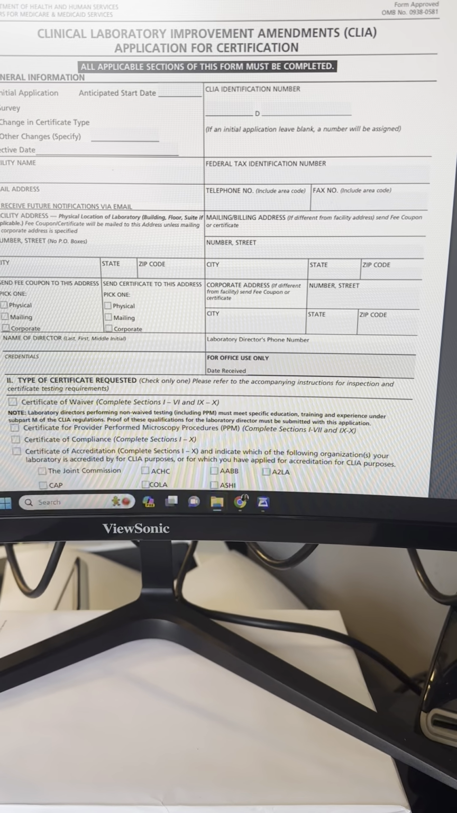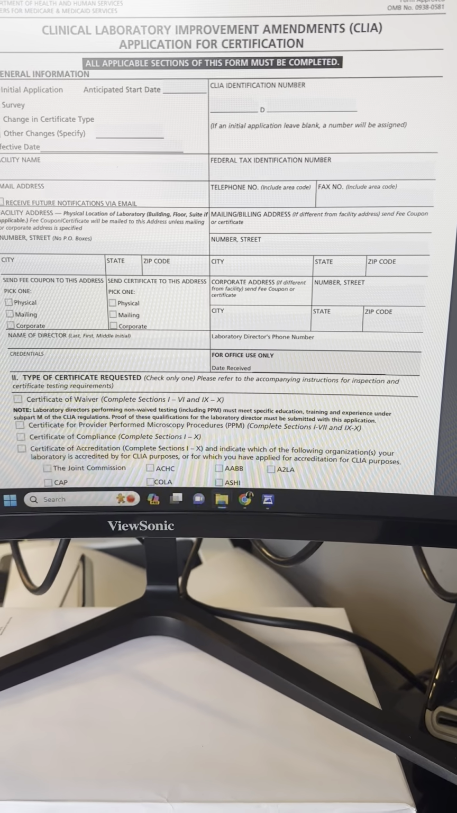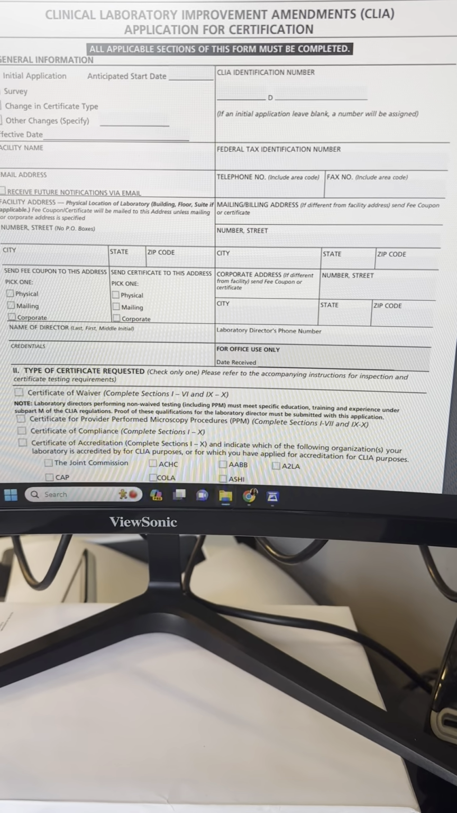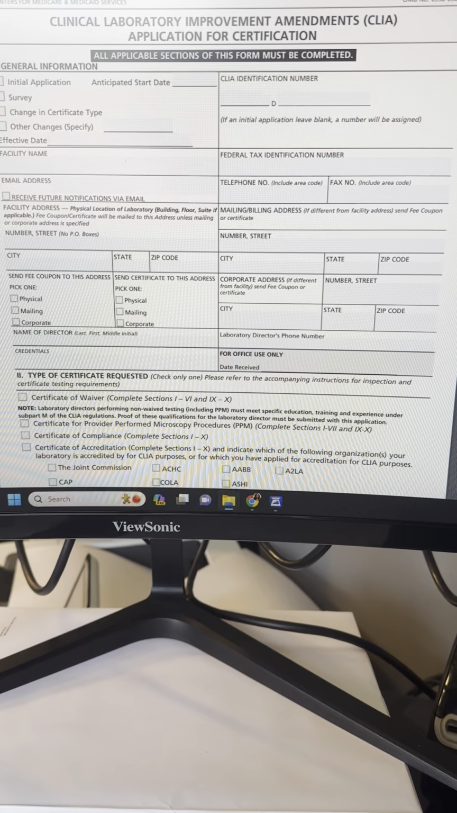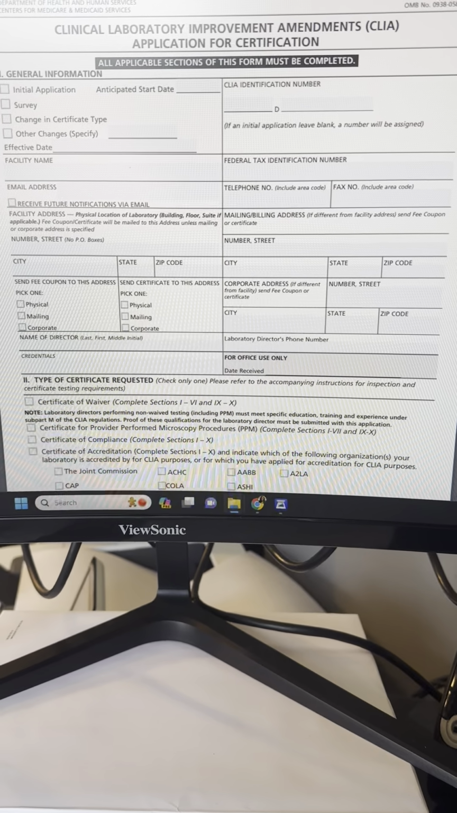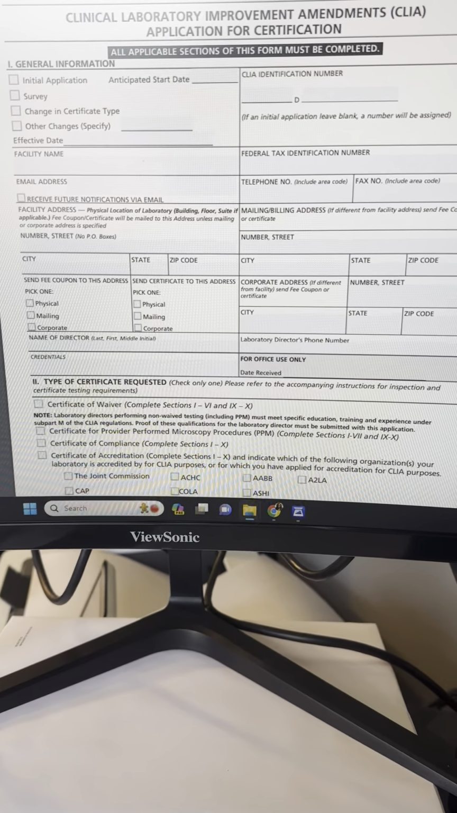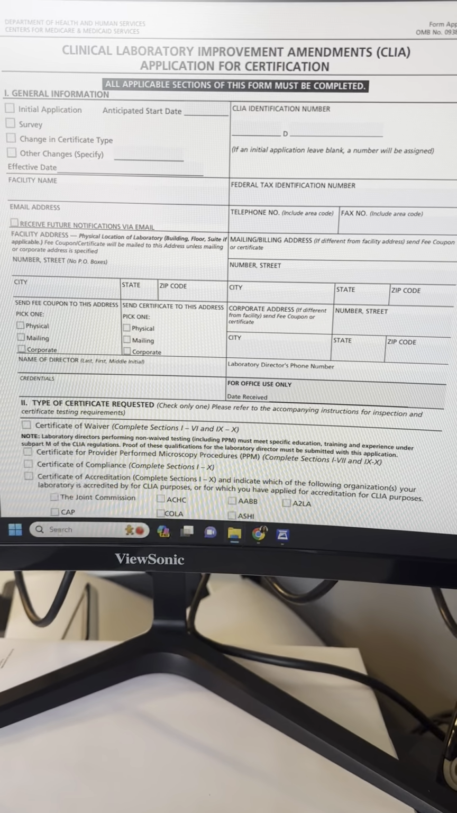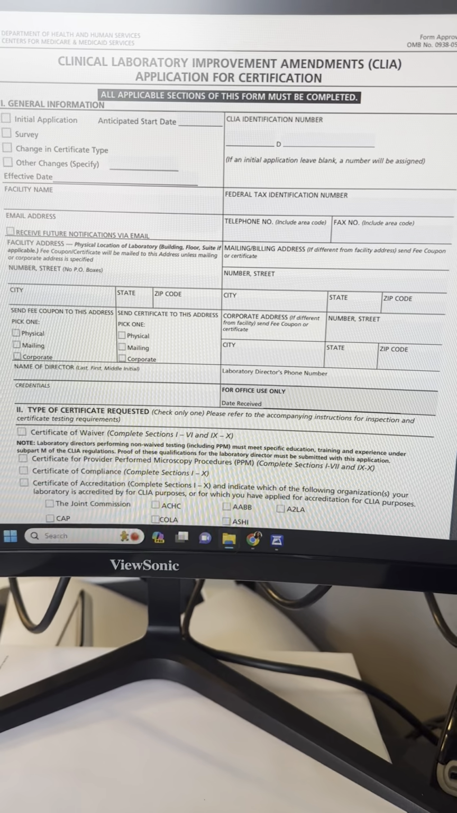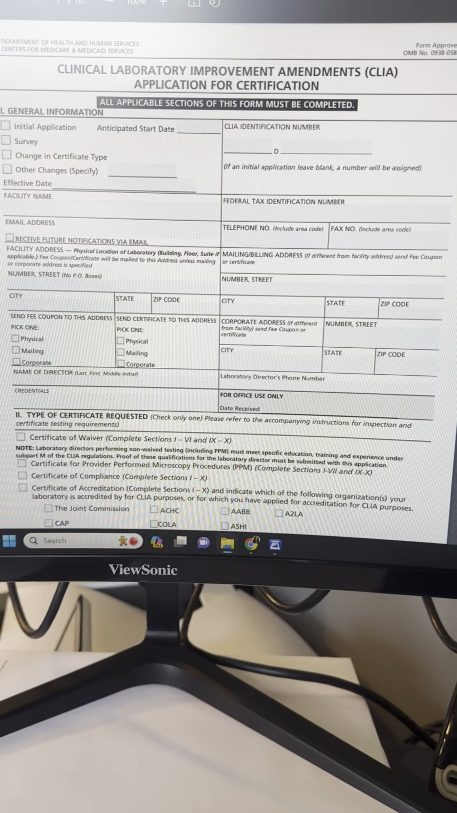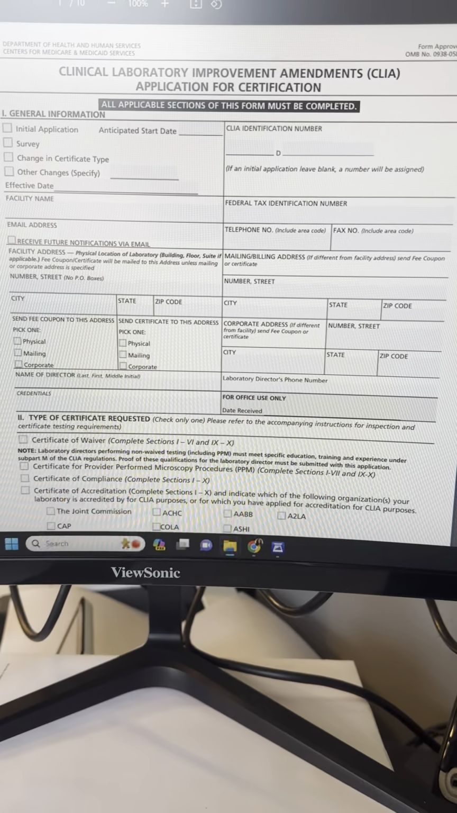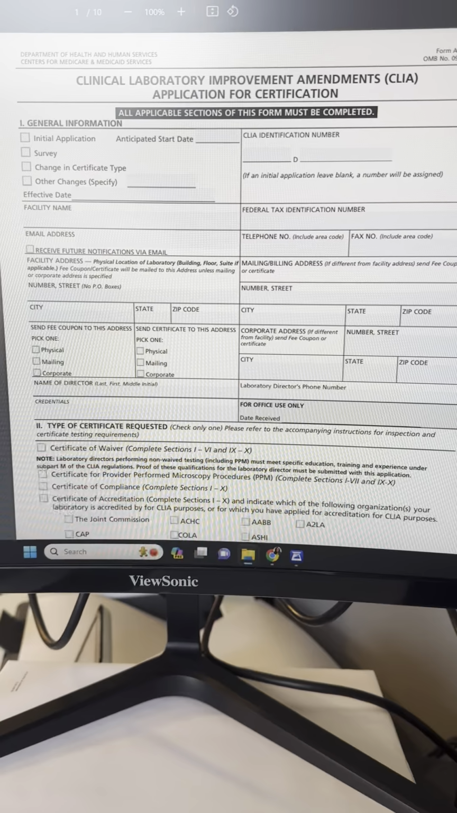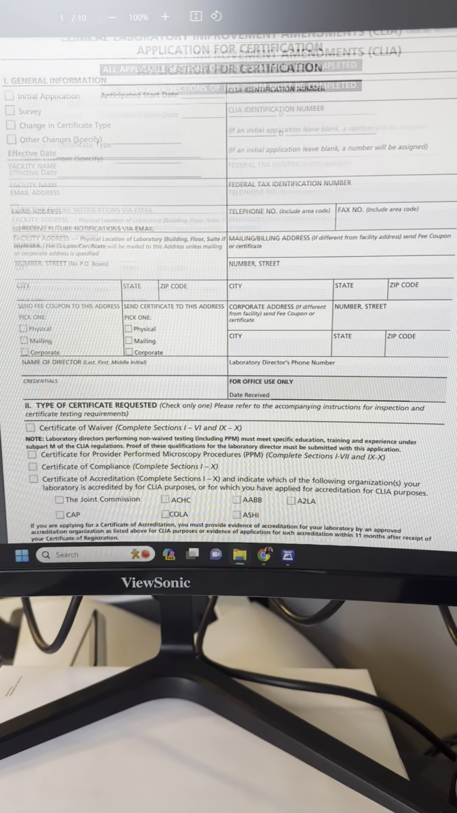If you are a corporation, fill out that information. You will need the name of your director, your laboratory director's phone number, and their credentials. Now, in another video, I have already gone over it, but I'll post it so it could be newer. I'll go over the types of CLIA certificates and qualifications or requirements for your director.